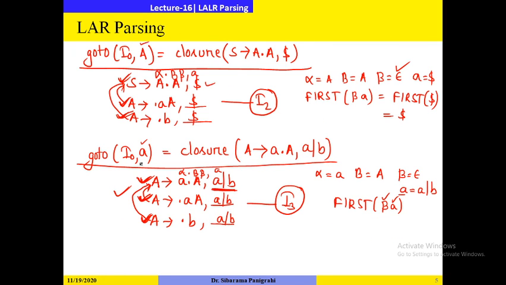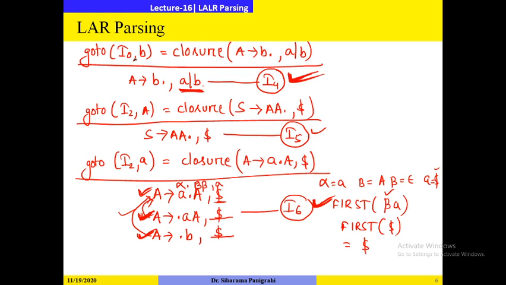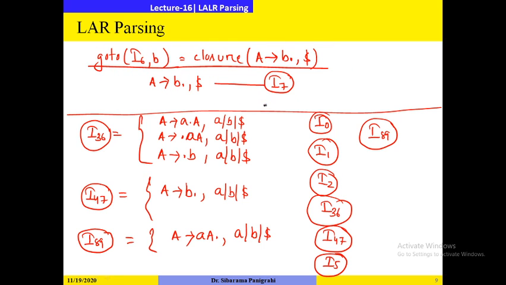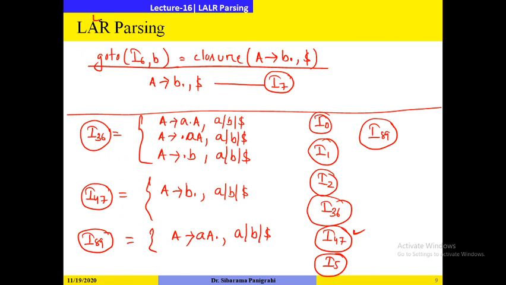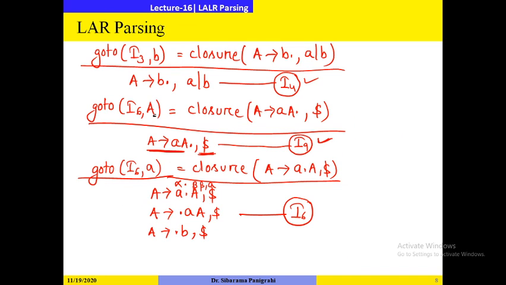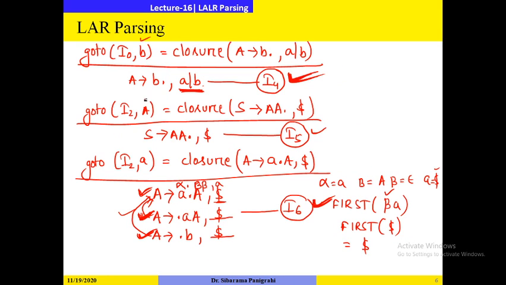I0 by taking A goes to I3. Now, I0 by taking B goes to I4. I4 we have merged, I47. So I0 by taking small b goes to I4, so we will write I47. Right? So here it is different from CLR parsing. Here it should be LALR, not LAR, it is LALR. Next, I0 we have completed.